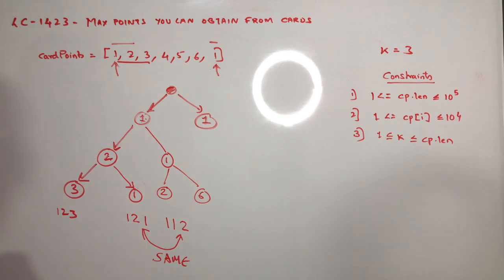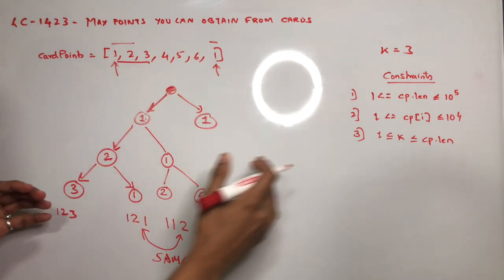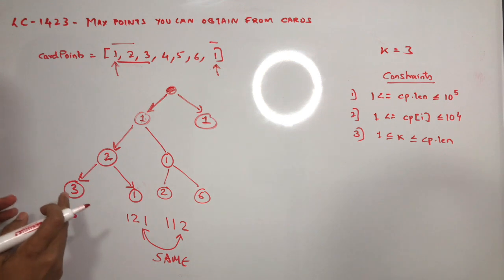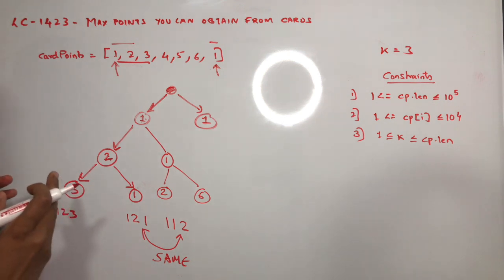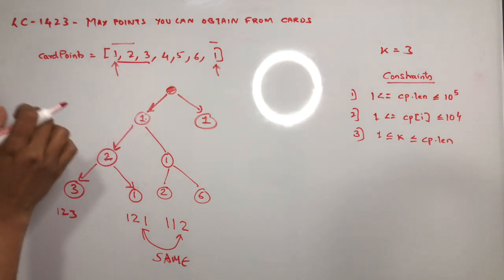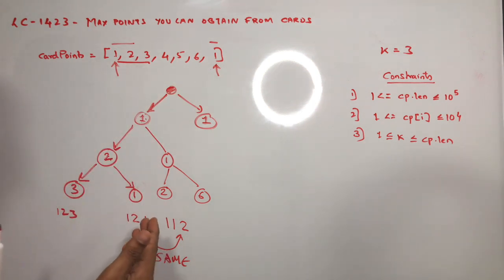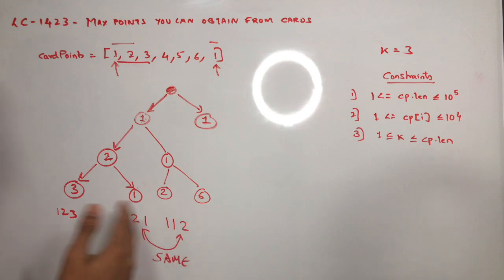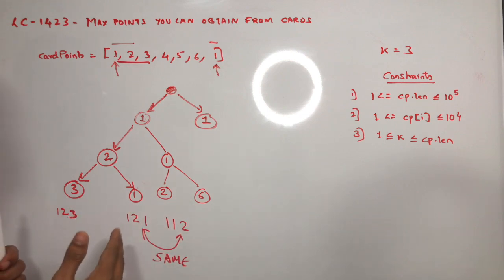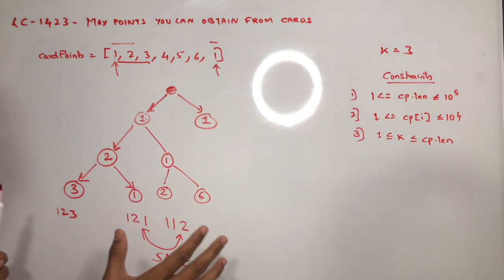So basically the order doesn't matter, right? But this is just for depiction purposes. If you explore this tree, you will come to know all the leaf nodes basically signify the combinations of cards that you picked, and each of them will have a score associated, and now you have to find the one with the maximum score. So that is the basic idea.